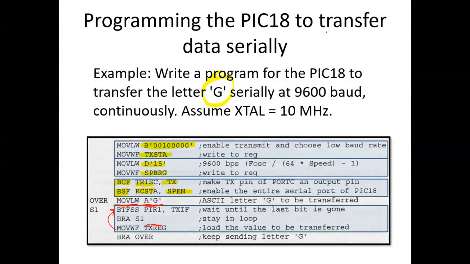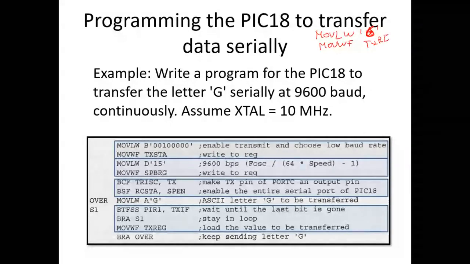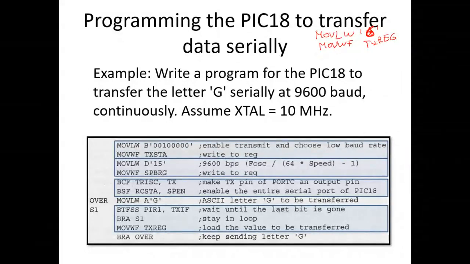So it is more logical. So let's start with move LW, the ASCII code of the letter G, sorry. And then move WF, the TX register. So this will start sending the letter G serially.